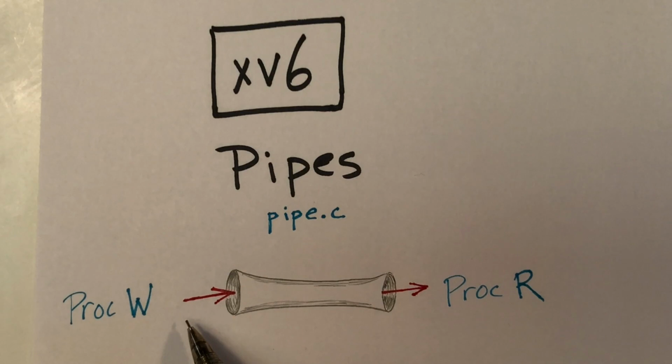So if process W writes too many bytes, the kernel will need to suspend it until the buffer is no longer full. And likewise, if process R tries to read bytes, but there are no bytes yet sitting in the buffer, then the kernel will need to suspend process R until process W writes some bytes into the pipe.